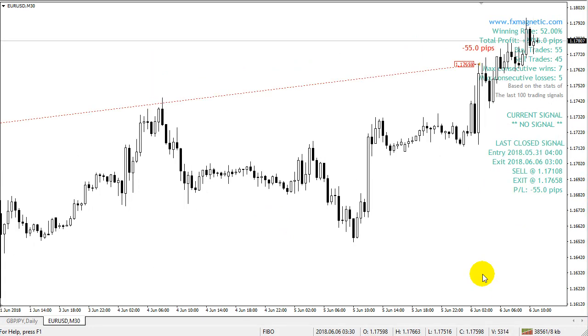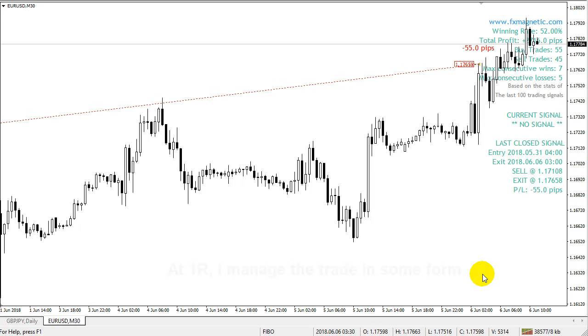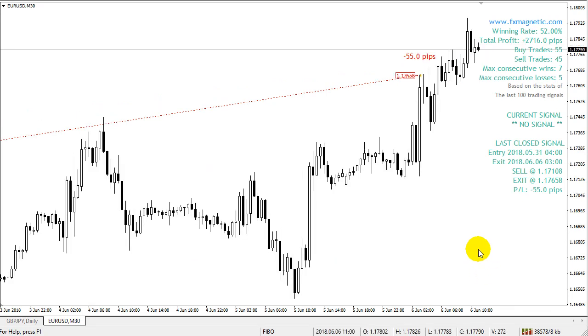So I think if you're using something like this, you certainly want to have some sort of alert set. My general trade management is once I am up 1 times my risk, I take action on the trade, either scaling out or just adjusting my stop. So that's something you might want to consider doing as well.